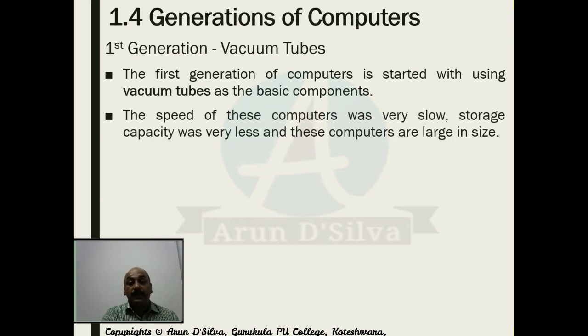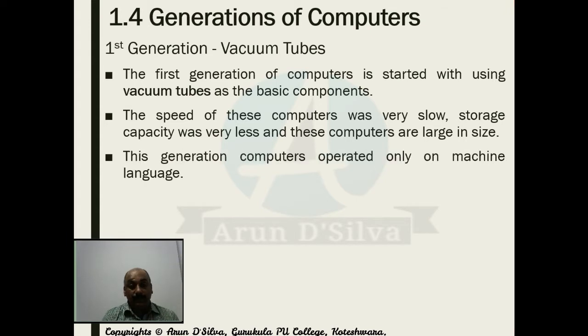The speed of these computers was very slow, and the storage capacity was very less. These computers were large in size. They looked very big. These computers occupied a big room, and also consumed lots of electricity. And computers of this generation operated only on machine language. Other than machine language, they did not know anything.